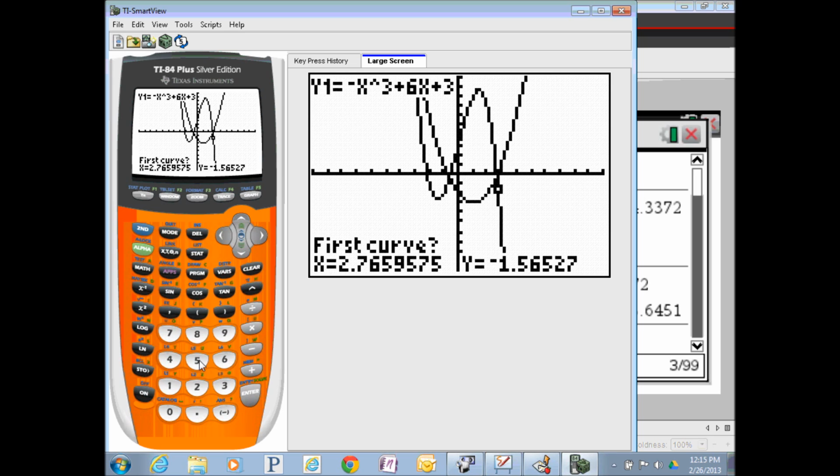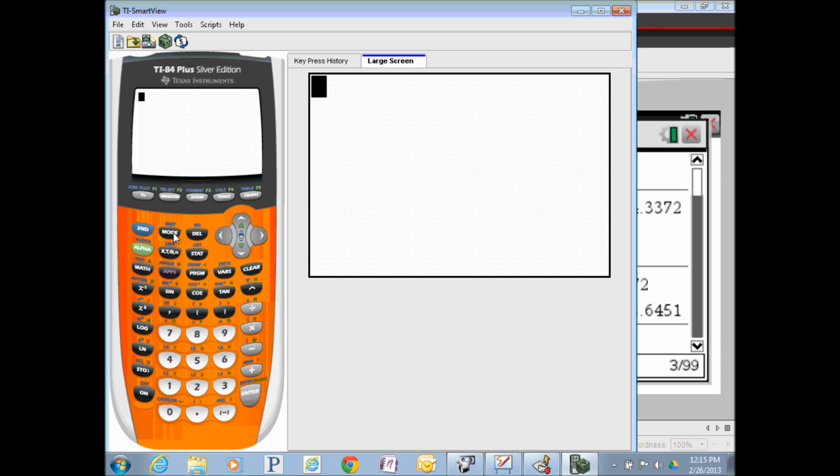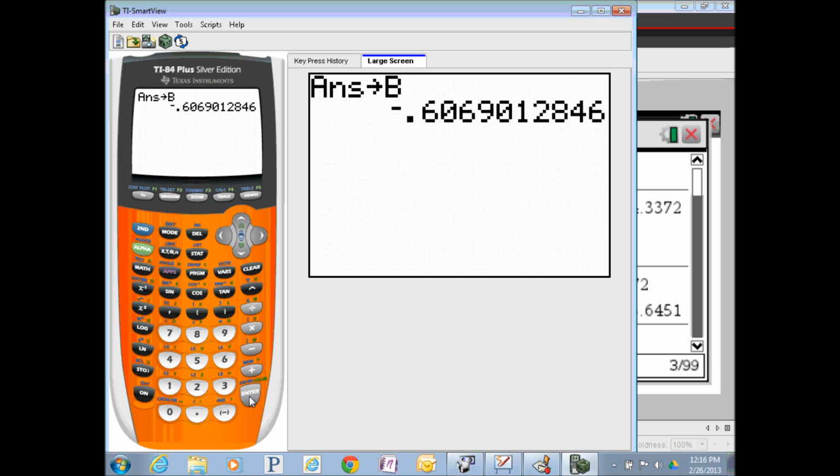Now first curve, there's only two to choose from. If I want to find my first intersection point, the one closest to the middle right here, I'm just going to hit enter. Now it found the intersection point. The way that you store this is you immediately quit out of here, and your last answer was that B value. So let's use the answer command and store that number as B. Now there's the same B value that we had on our Inspire a second ago.